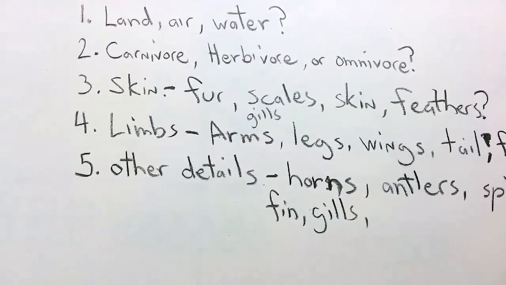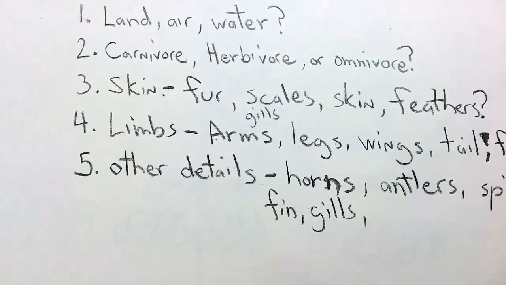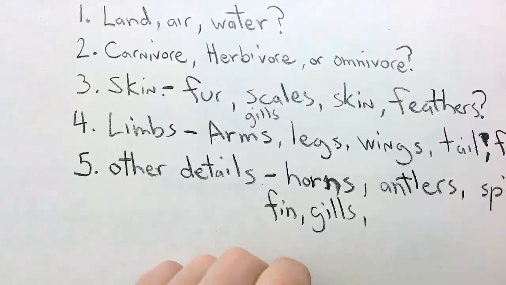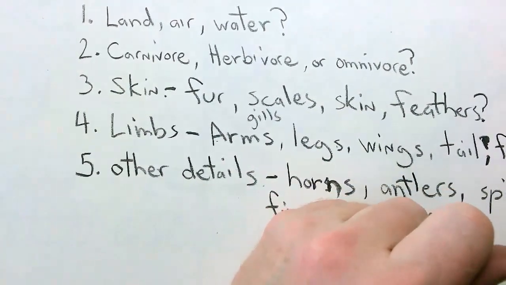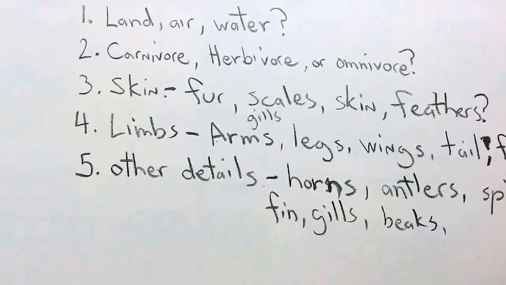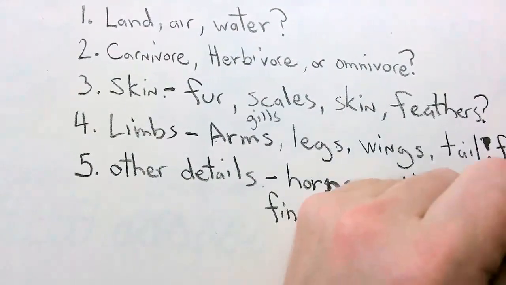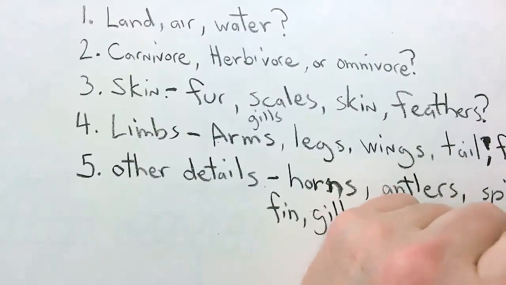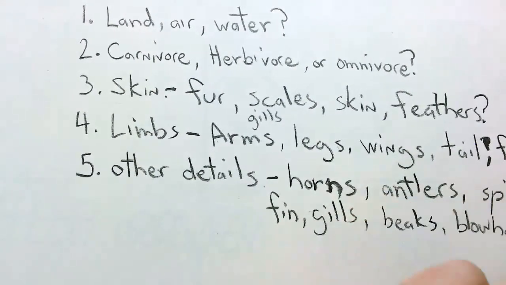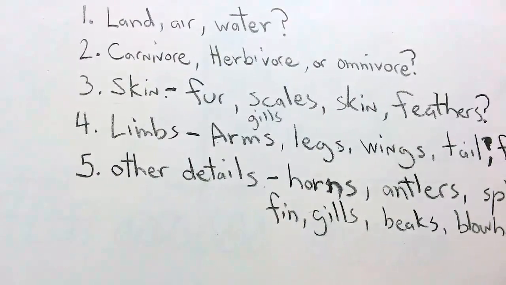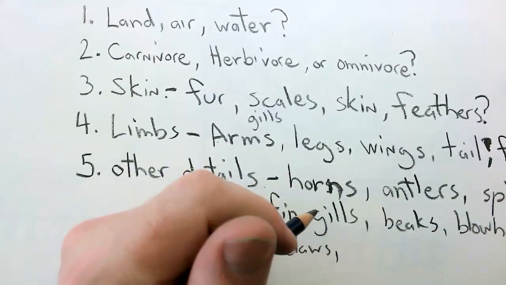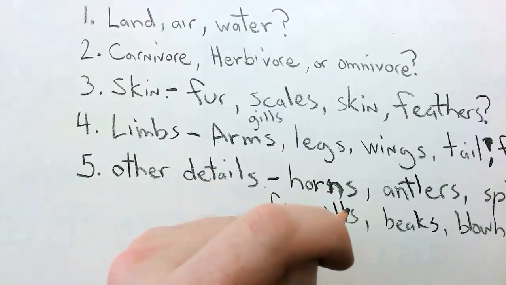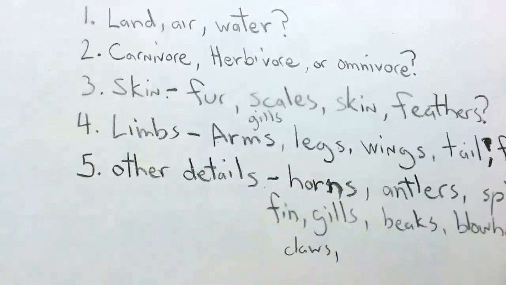lost ancestor as well. So other details besides horns, antlers, spikes, fins, gills, Merrick? Beaks, nice. Anything else, Kenny? Blowholes. Jeez Louise, geniuses. Blowholes. Anything else? Clarabelle? Claws. Yeah. Ella? What is like the thing with the Triceratops? Yeah, what would we call that?